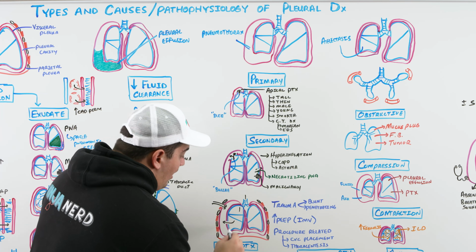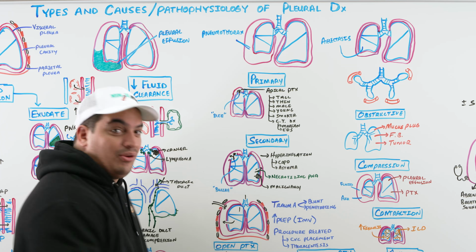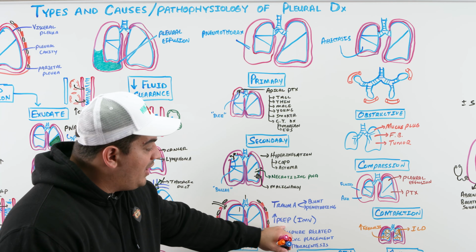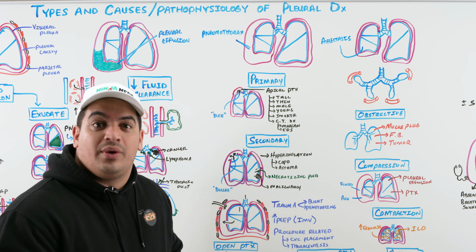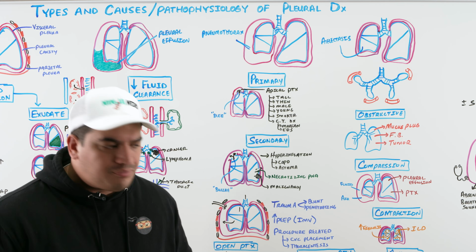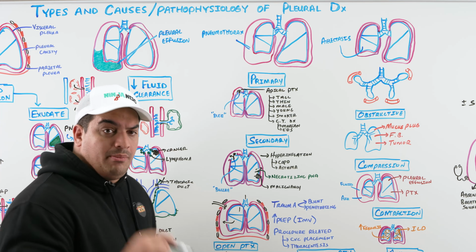And if it ruptures enough, it can create an opportunity for air to leak into the pleural cavity. This is usually seen in patients on invasive mechanical ventilation where you're increasing their positive end-expiratory pressure. The last one that I want you to remember is during procedures.